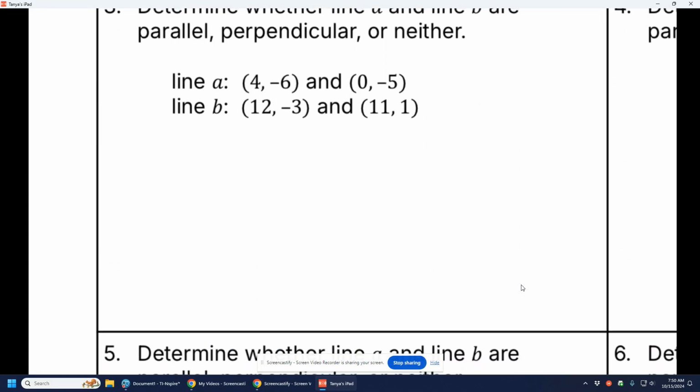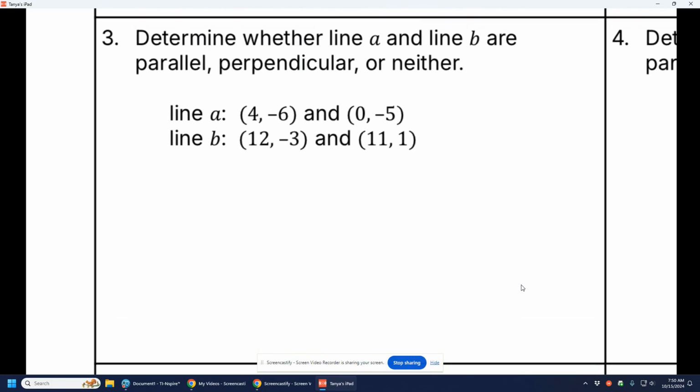Okay, number 3, determine whether line A and line B are parallel, perpendicular, or neither. So just like number 1, but we need to know the slopes, and they didn't give us slopes. We're going to have to find that on our own. So let's look first at line A. Those 2 points would be x1, y1, x2, y2. And I'm going to use the slope formula that's at the top of this page. So just to keep myself organized, I'm going to write line A. Okay, and I'm finding the slope of line A.